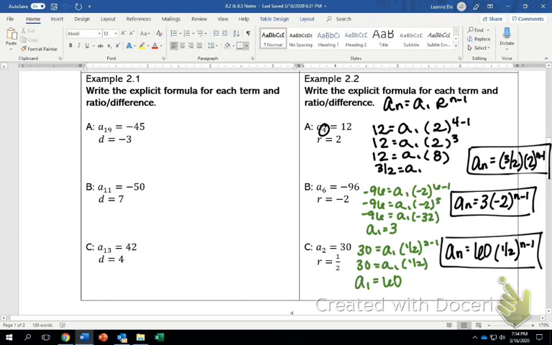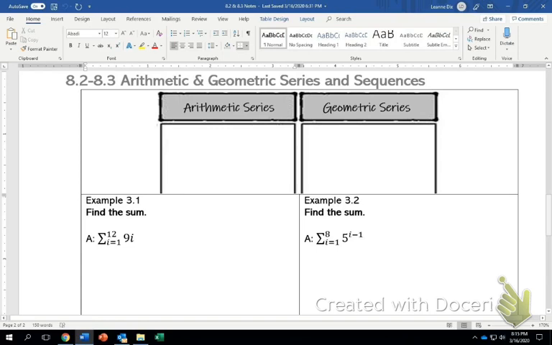The last little bit is our series, and so let's go ahead and flip the page and go to that last example. So our geometric series formula is going to be S sub n is equal to a sub 1, our first term, times 1 minus r to the power of n over 1 minus r.